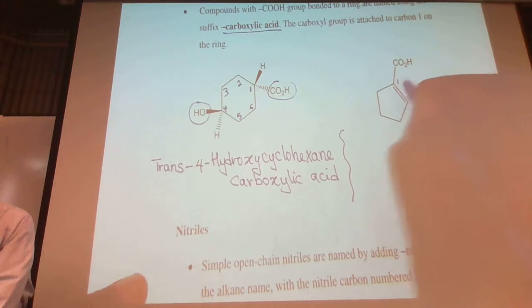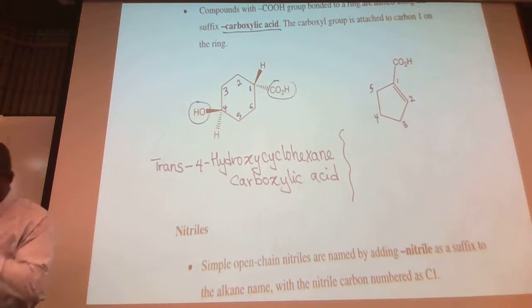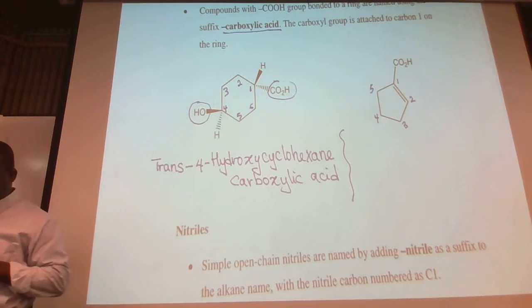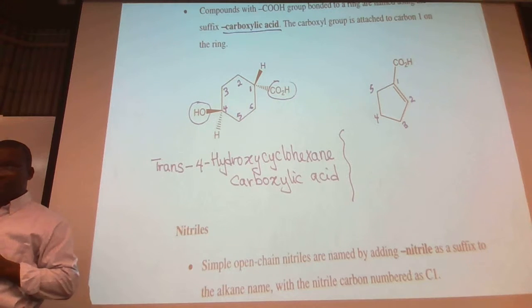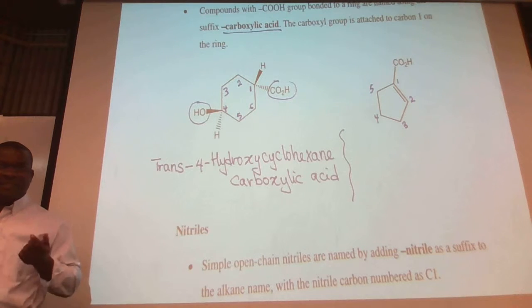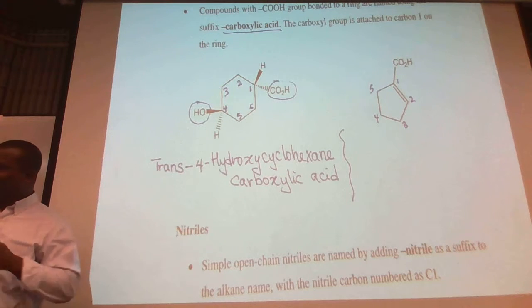So this would be 1, 2, 3, 4, 5. How would you name that? In this case you have to indicate the position. Why? Because you have a double bond in the ring. So in relation to the double bond, you have to state where the carboxylic acid is. It's on position number 1. Make sense?